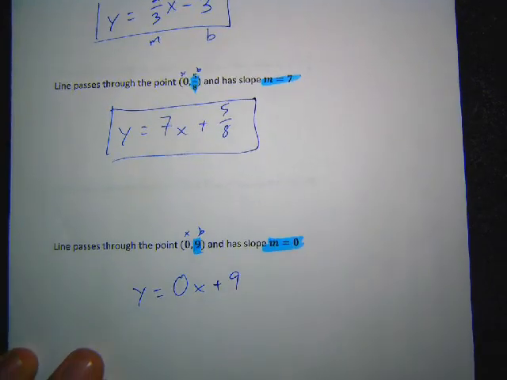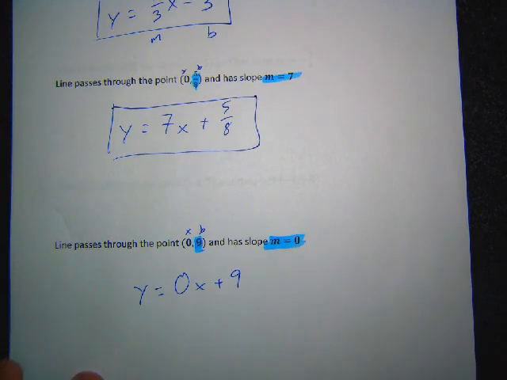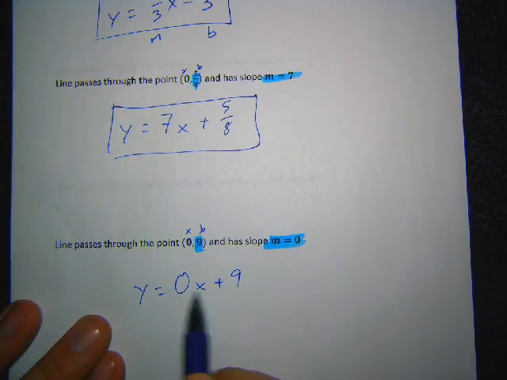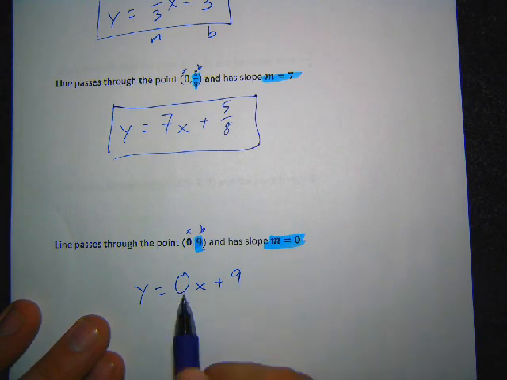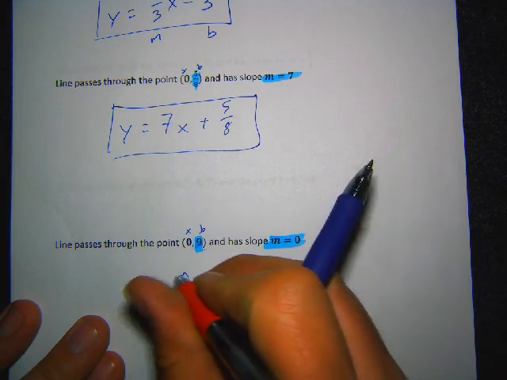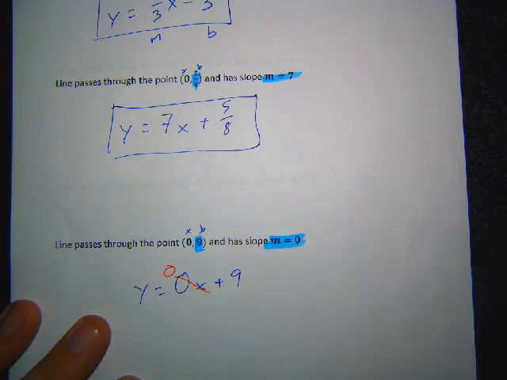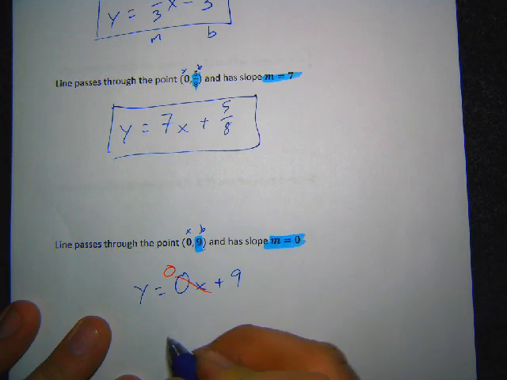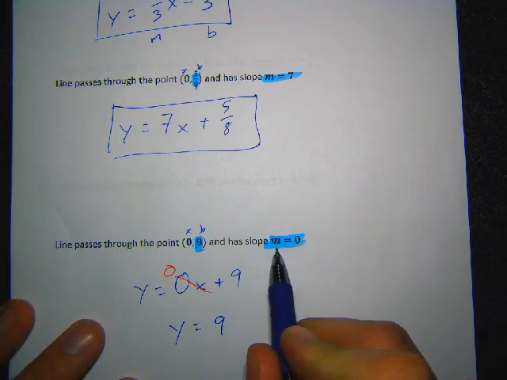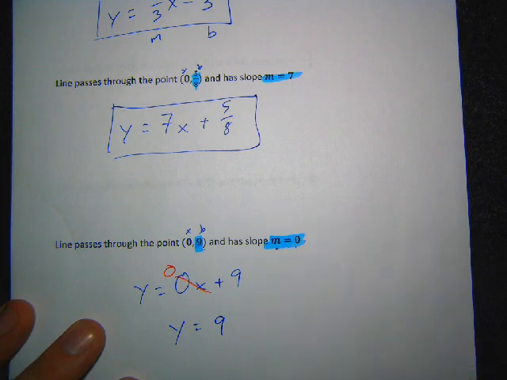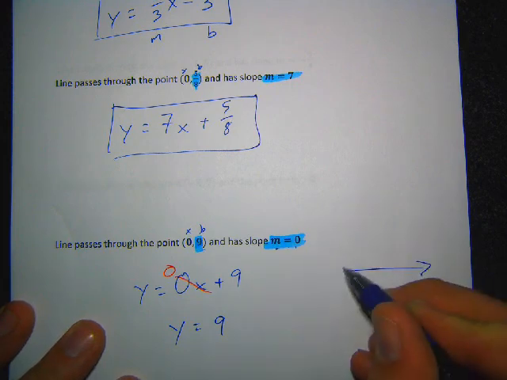But of course, on this one, you're not going to type it like this into MyMathLab. If you put that in, it'd probably count this wrong because it's going to say, why would you put 0x? Everybody knows that when you multiply 0 times something, it goes away. 0 gets rid of the x, it just becomes nothing. So we don't need the 0x. We actually just write this as y equals 9. Remember, m equals 0. This is a 0 slope. This is a horizontal line, right?